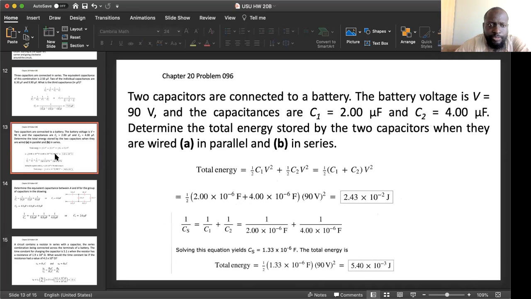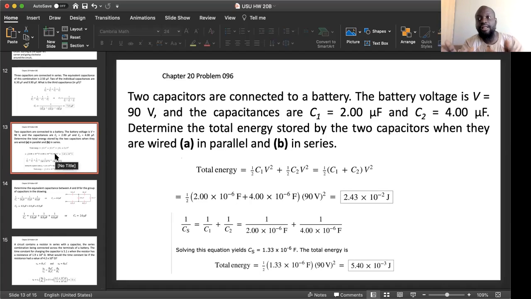Now let me go to chapter 20, problem 96. It says 2 capacitors are connected to a battery. The battery voltage is V equals 90 volts, and the capacitances are C1 equals 2 microfarads and C2 equals 4 microfarads. Determine the total energy stored by the two capacitors when they are wired in parallel and in series.